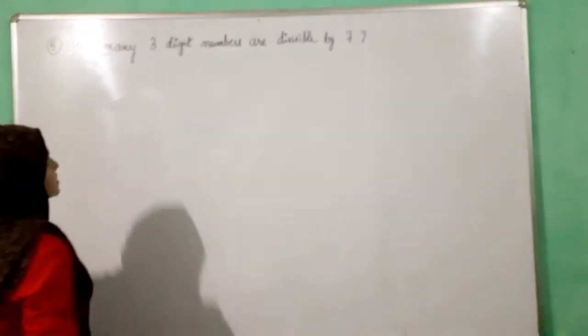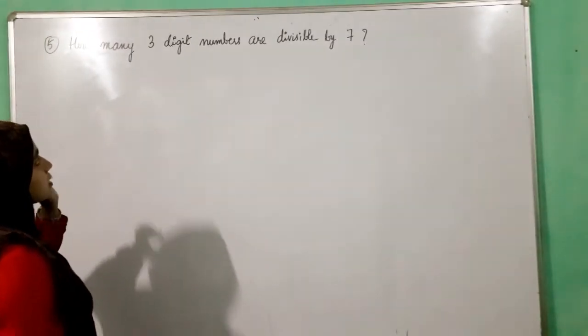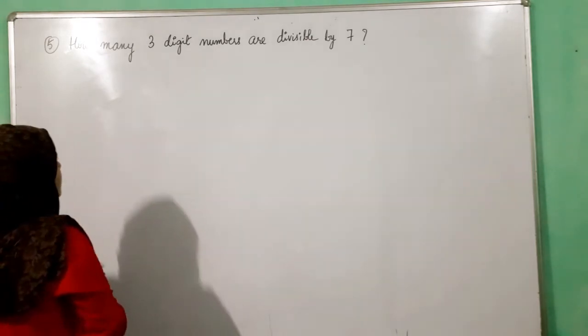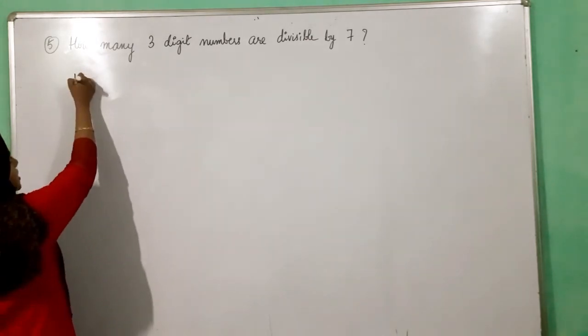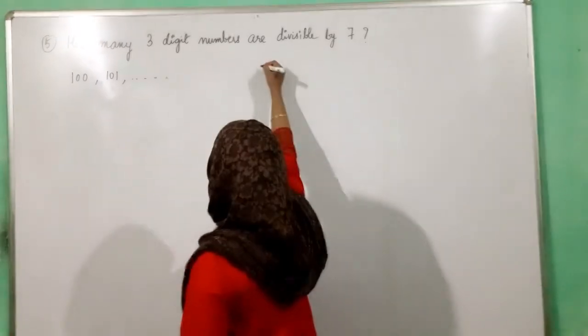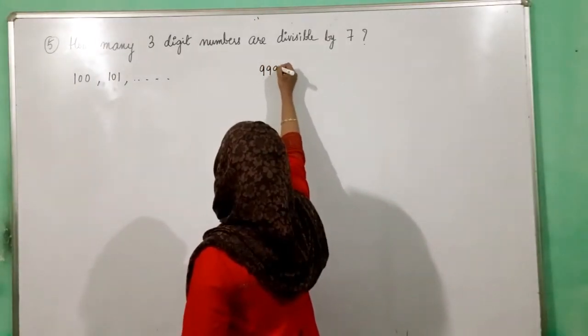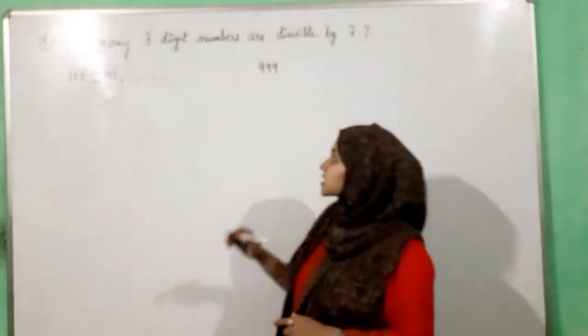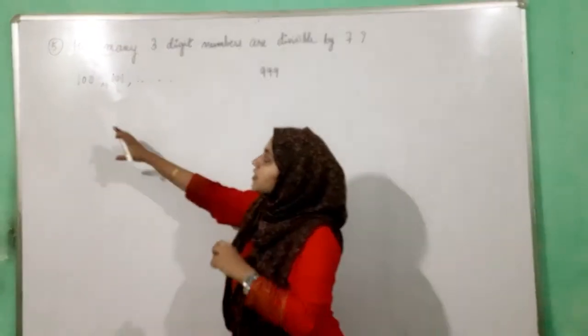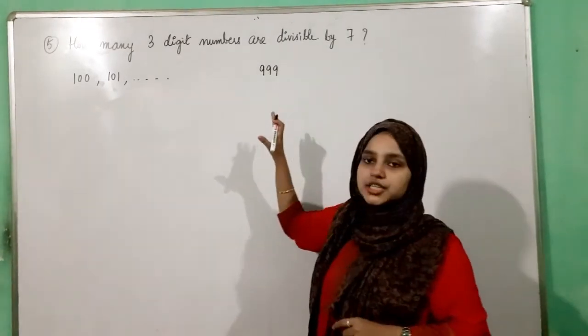So to get this started, we need to first find out what are the 3-digit numbers. Okay. So 3-digit numbers, as we know, start from the number 100. 100, 101, these are our 3-digit numbers. Until where does this list go? It will go on till 999. The next number is 1000, which is not a 3-digit number. Okay. So this is our entire list of 3-digit numbers.